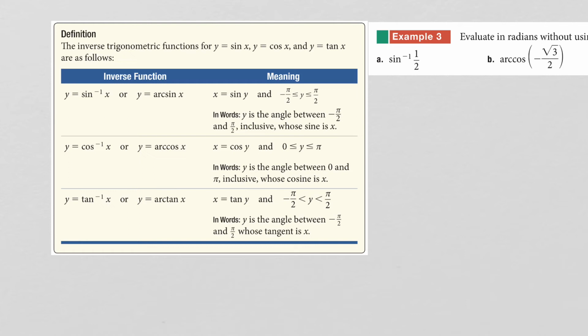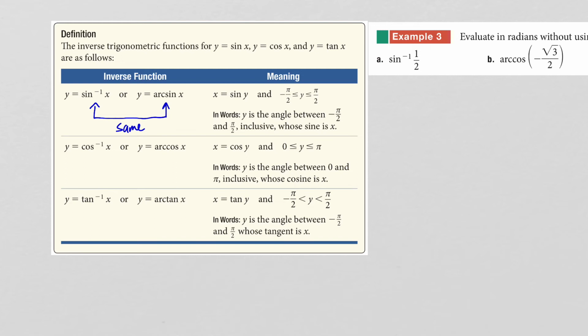So we define y equals inverse sine of x to mean that x equals sine of y. Y has to be in between -pi/2 and +pi/2. By the way, there is another way to talk about inverse sine. We call that the arc sine. Don't worry about this. These mean exactly the same thing. We just have two different notations that mean the same thing.